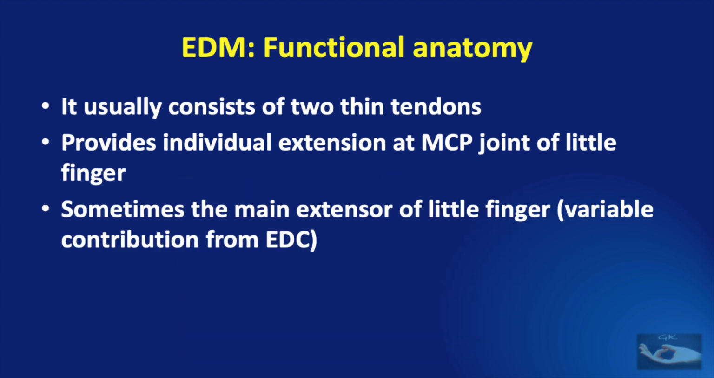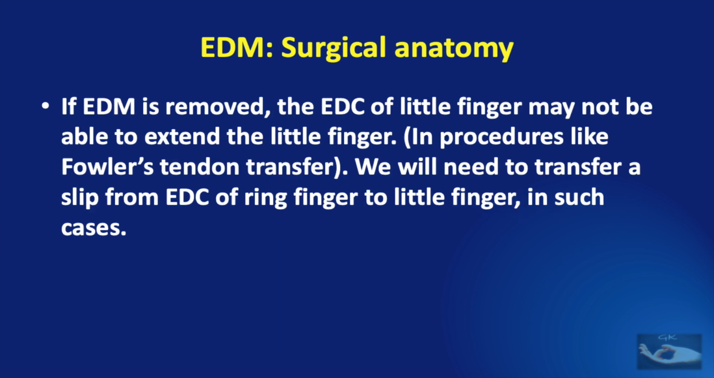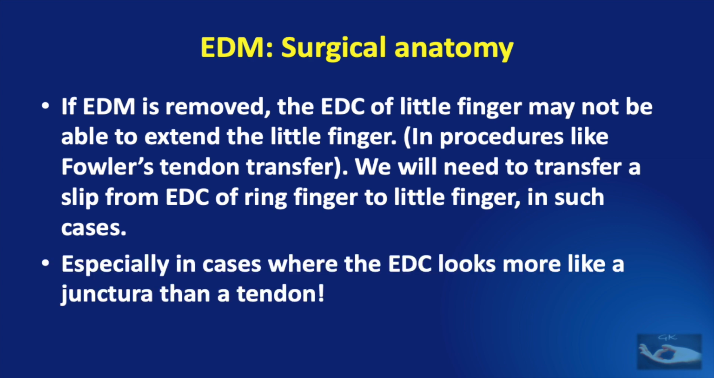But it is important to remember that this muscle is sometimes the main extensor of the little finger, because usually there is a very variable contribution from the EDC to the little finger. So in any situation, if the extensor digiti minimi is removed for a tendon transfer, the EDC of the little finger may not be able to extend the little finger. Then we will need to transfer a slip from the EDC of the ring finger to the little finger in such cases. This happens especially in cases where the EDC to the little finger looks more like a junctura than a tendon.